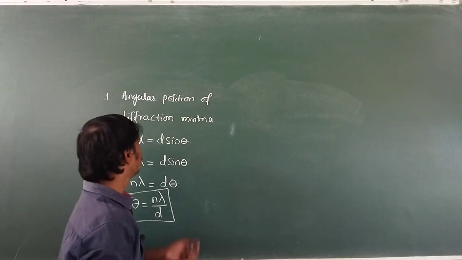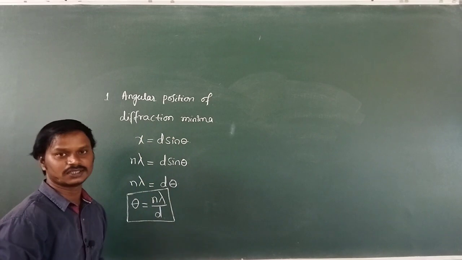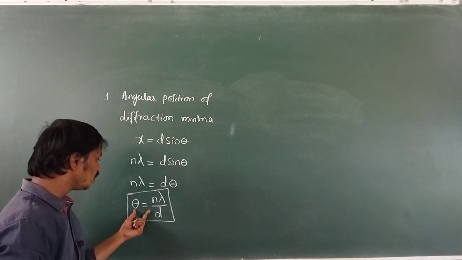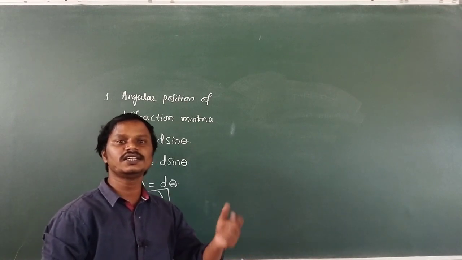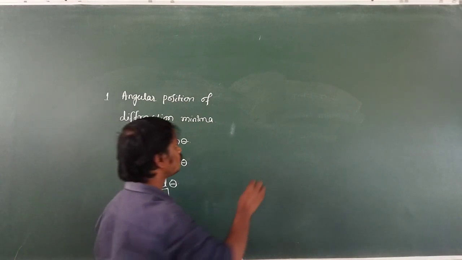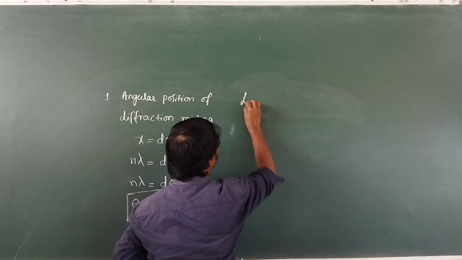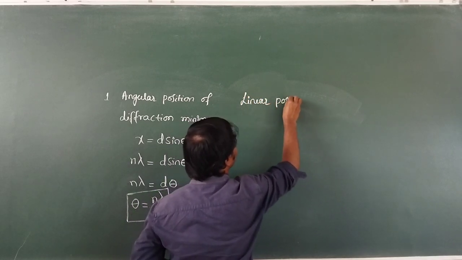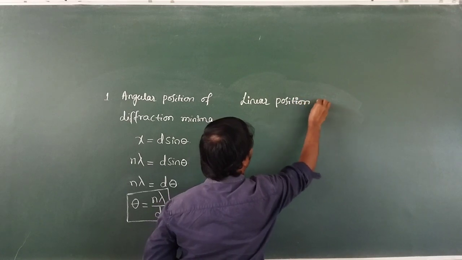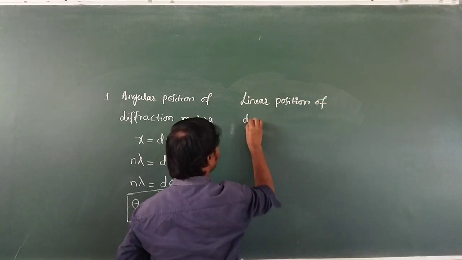Now what is the linear position of diffraction minima? Now it is the angular position of diffraction minimum. Then what is the formula used to find the linear position of diffraction minima? So linear position of diffraction minima.